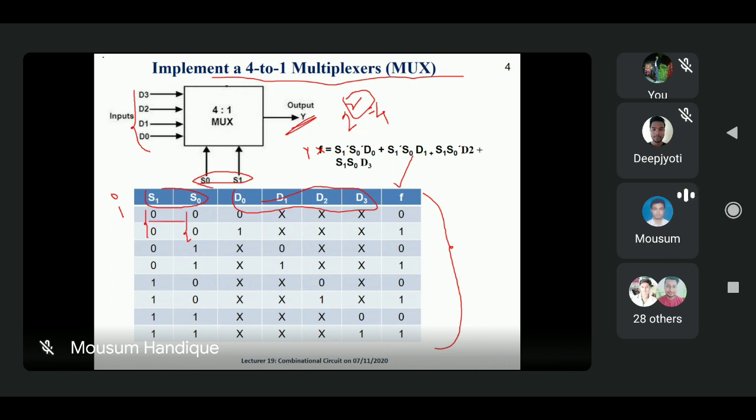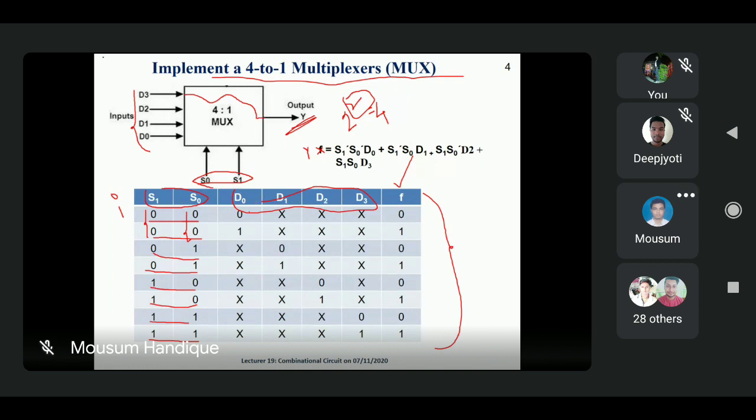First, we can write all the possibilities. The first one is 0 0, since we are using only two selection lines. The second is 0 1, then 1 0, and the last one is 1 1. It's very simple. When S1 S0 equals 0 0, the D0 line is propagated to Y.